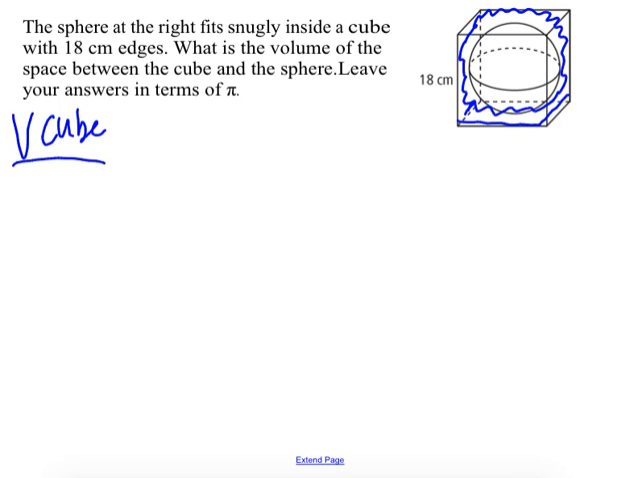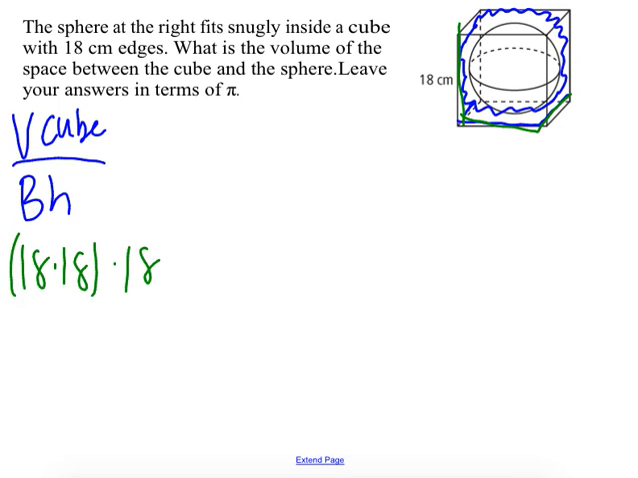So remember, a cube is just base area times height. So my base area is just 18 by 18. So 18 times 18. And it has a height of also 18 because it's a cube. So 18 cubed is 5,832.